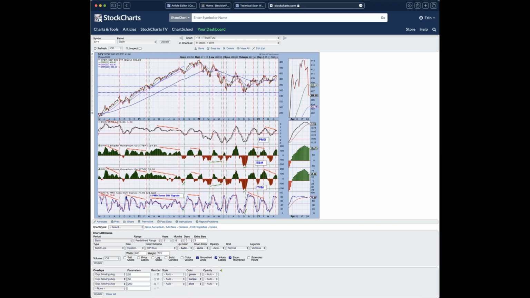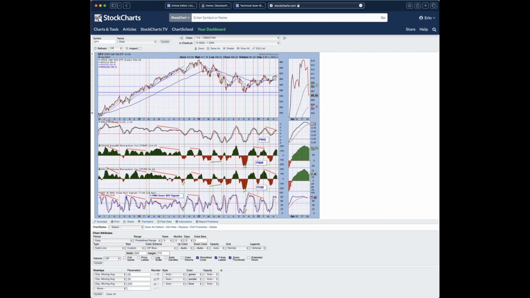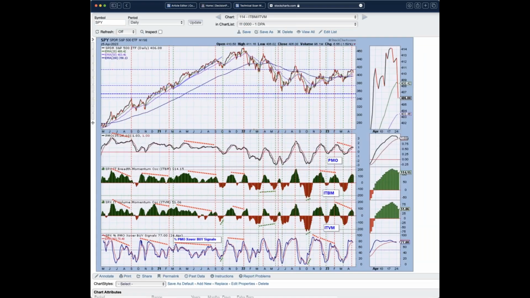But this is, at this point, here's that chart I was talking about with the percent PMO buy signals. I'm going to make this bigger in a moment. It doesn't want to let me. That's fine. We'll just do it this way.